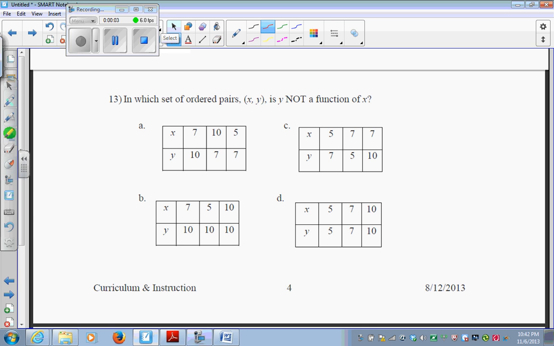Now for the last section of our multiple choice, which is linear functions. This question is asking us for which set of ordered pairs is y not a function of x. Remember the way that a function works. Let's make a really basic one. y is equal to 2 times x.